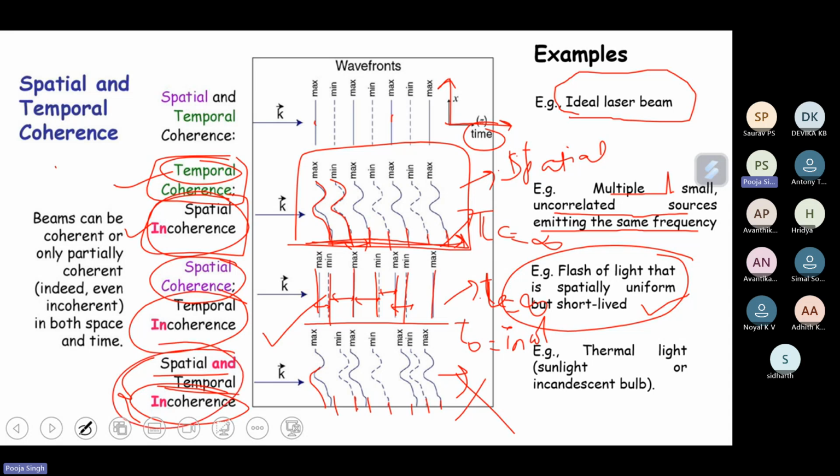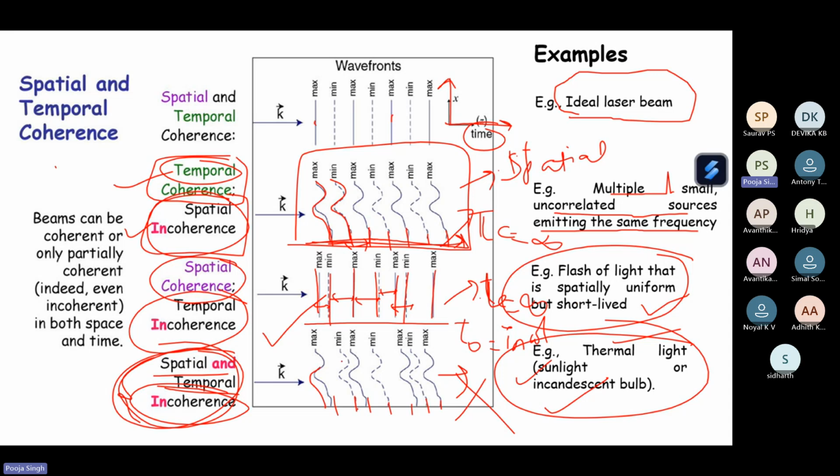But if you don't have spatial and temporal coherency, then it can be anything: sunlight, a bulb, or any kind of thermal light. So from the sun, what we get is both spatially and temporally incoherent light waves. But when we talk about the laser, you will have spatial coherence and temporal coherence also. Okay, I think you understood this mechanism.